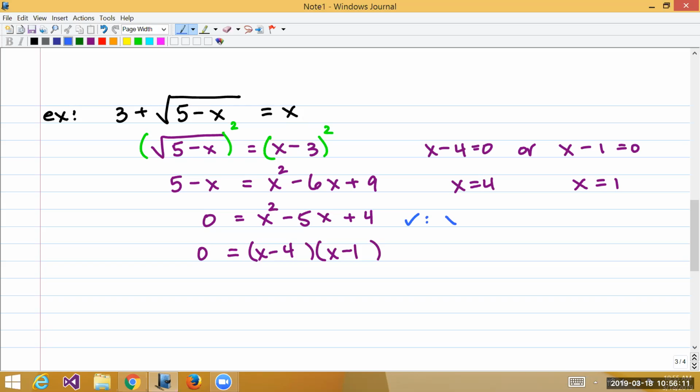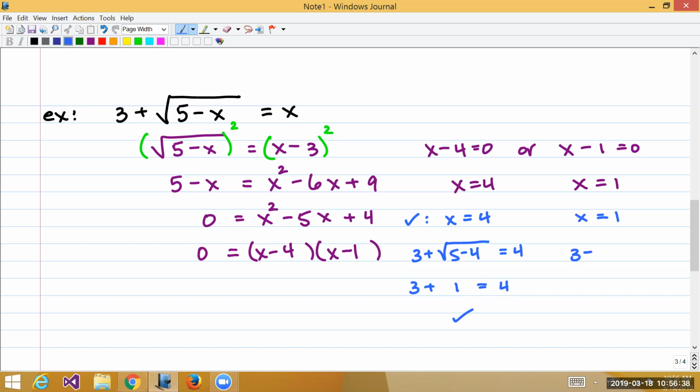So if I check x equals 4, let's go back and just substitute everything in. That'll leave us with 3 plus the square root of 5 minus 4 equals x, which in this case is 4. That's 3 plus 1 equals 4. That works. So that will be part of our solution. Now let's check x equals 1.